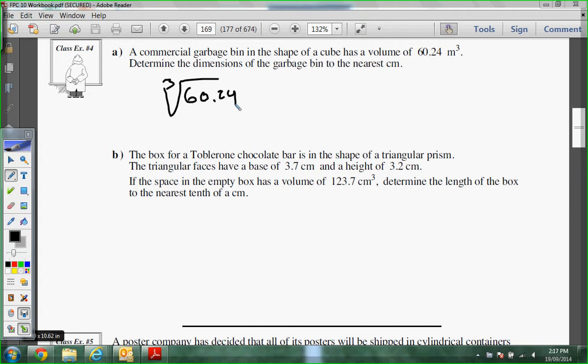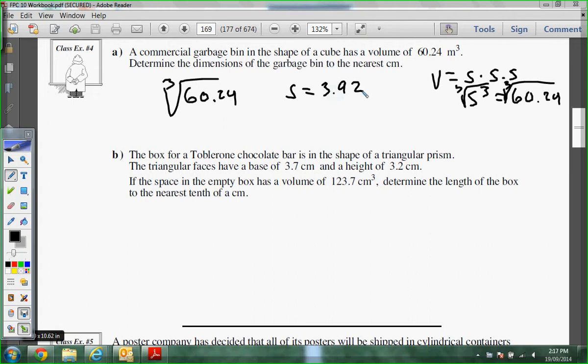Okay? Because we know that the volume of a cube is side times side times side, which is side cubed. If the side cubed gives us a volume of 60.24, my way to do algebra is to cube root both sides. So the side length would be what? You hit math, and it should be like your third or fourth option. What did we get? Should be like 3 point something. 3.92. Thank you.